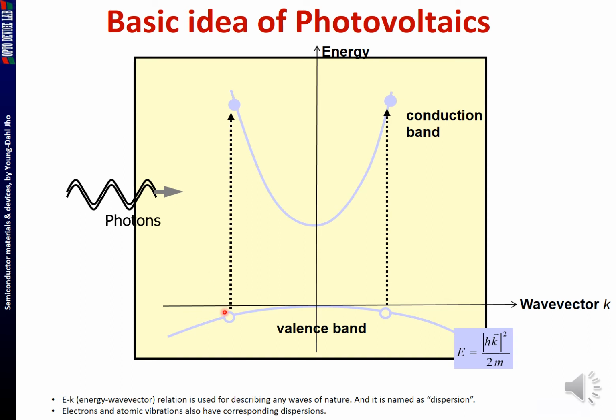But anyway, photons are replaced by electrons and holes, and then if they are separated in space, it will generate voltage. That's the concept of photovoltaics. So light is replaced by photocurrent or photovoltage.